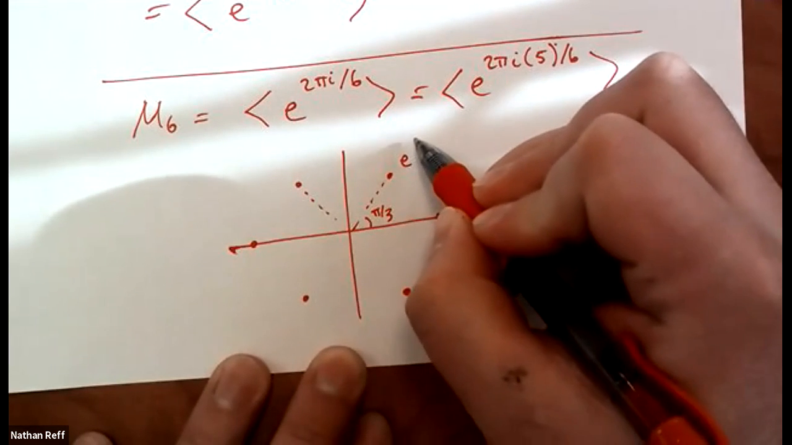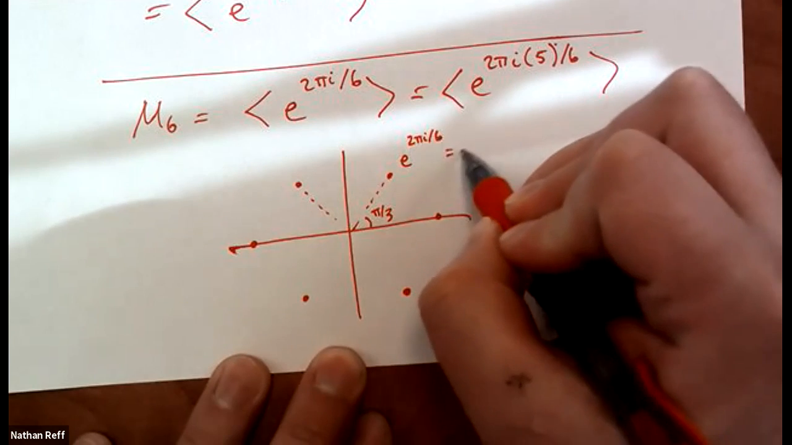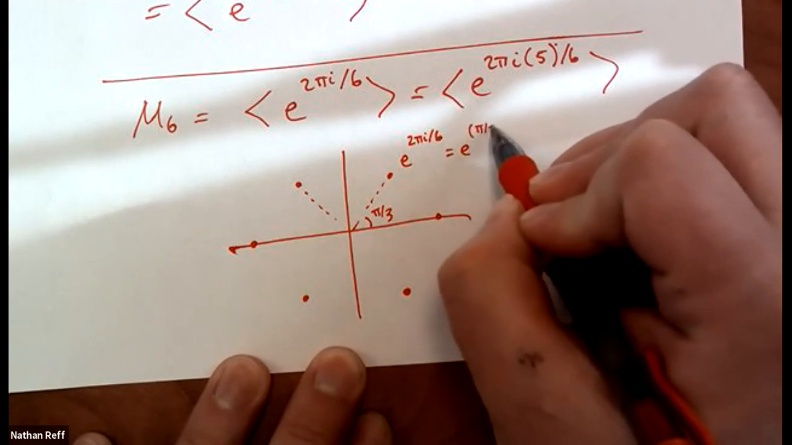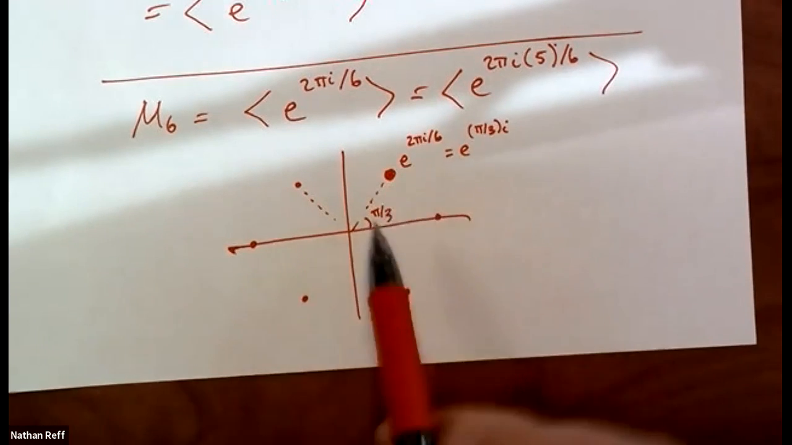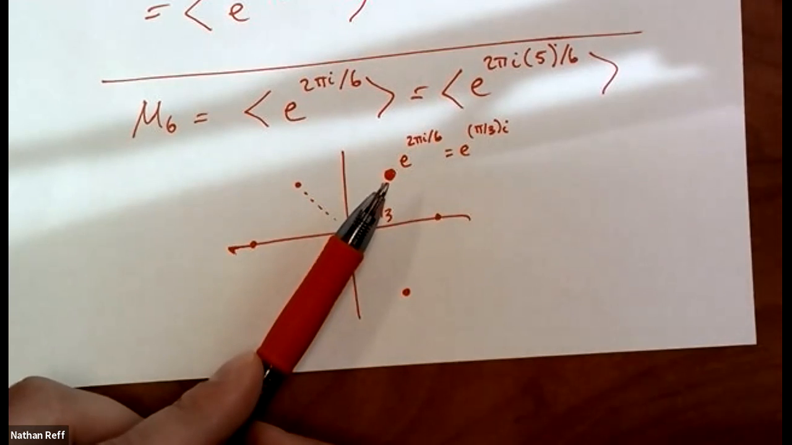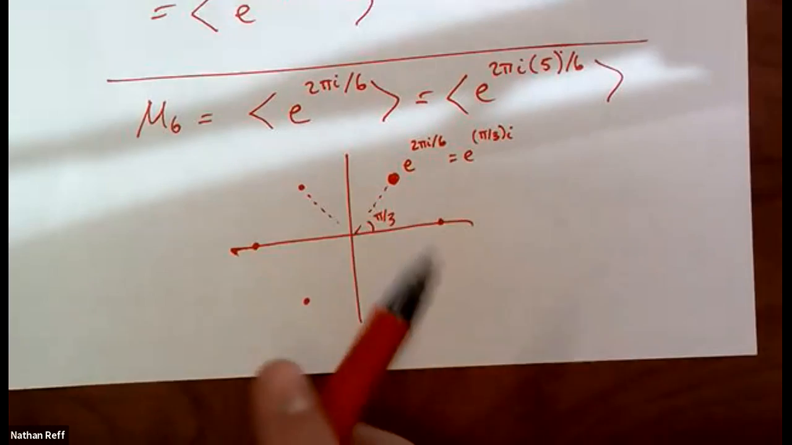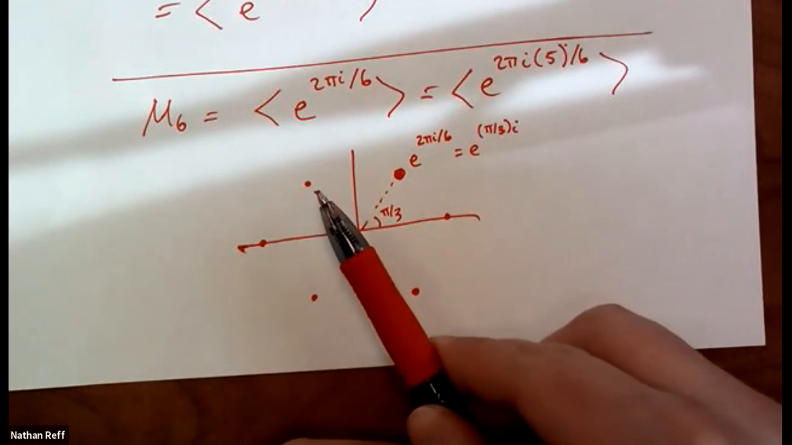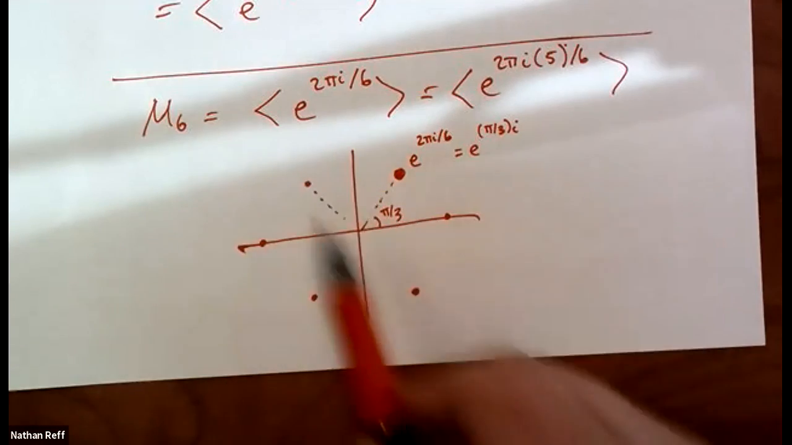So this is e to the 2 pi i over 6, which is the same as e to the pi over 3 i, right? And if you think about it, if I take that and multiply it by itself, so if I square it, remember it's on the unit circle, so it's not going to go any further out from the origin, but it'll get you to the second point. And if I cube it, to the 4th, to the 5th, and then to the 6th. So that's why this actually generates everything.